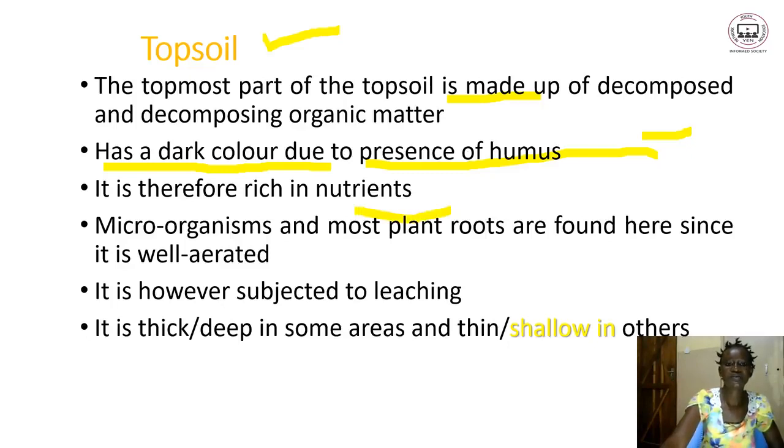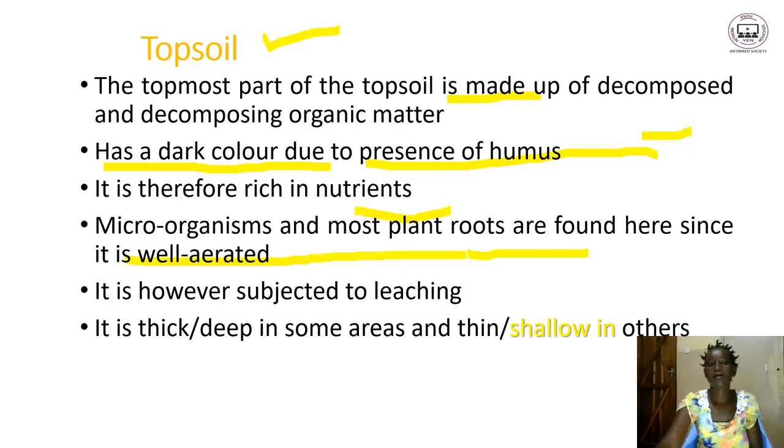Apart from that, this top layer of the soil is where we're going to find microorganisms and most of the plant roots. Why? This layer, most of the times, is well aerated. That's why you are able to find microorganisms and most of the plant roots. You know that plant roots do respire, they need air. Also, microorganisms need air in order to survive. So they will multiply more on the top layer of the soil just because it is well aerated. It's like a conducive environment for them.